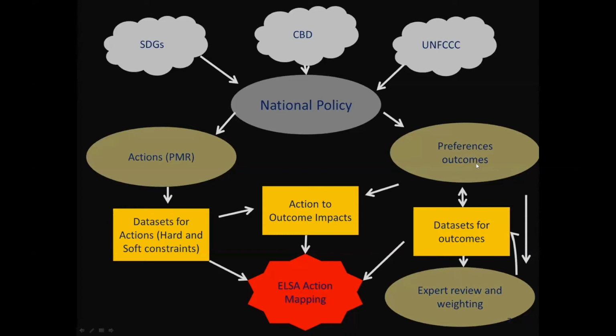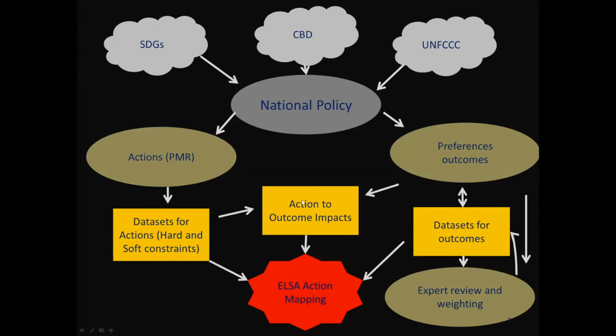Also, the preferred outcomes, what we're finding is often in national policy, there's a listing of what a country would like to achieve from the nature-based solutions, but not necessarily a weighting of which ones are more important than others. And this is important because once you're talking about multiple objectives, often those objectives might have trade-offs between them. And it's important to get national stakeholder and expert weighting of which outcomes are more important.